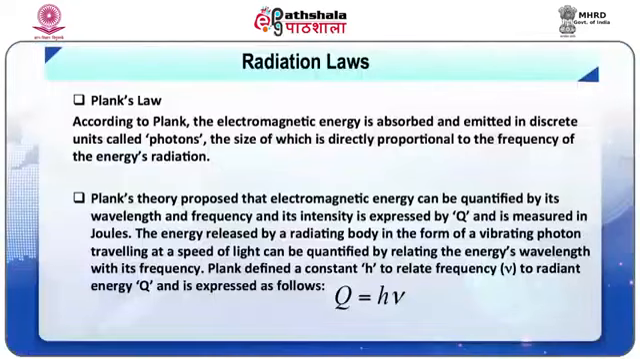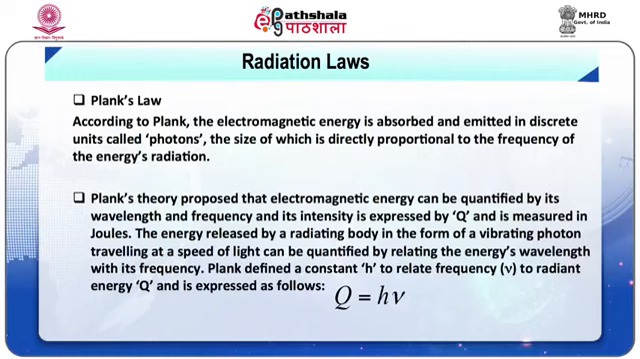Now let us discuss some of the important radiation laws. The electromagnetic energy follows certain physical laws as it moves away from the source. Planck ascertained that electromagnetic energy is absorbed and emitted in discrete units called photons. The size of each unit is directly proportional to the frequency of energy's radiation. Therefore, Planck's theory proposed that electromagnetic energy can be quantified by its wavelength and frequency, and its intensity is expressed by capital Q, which is measured in joules.